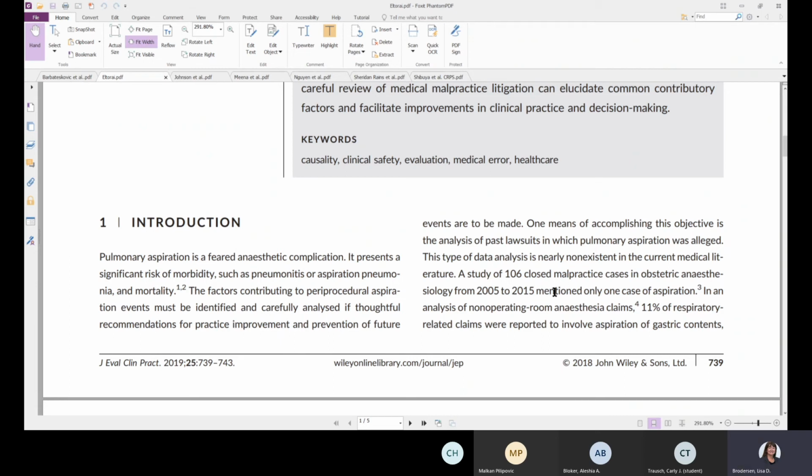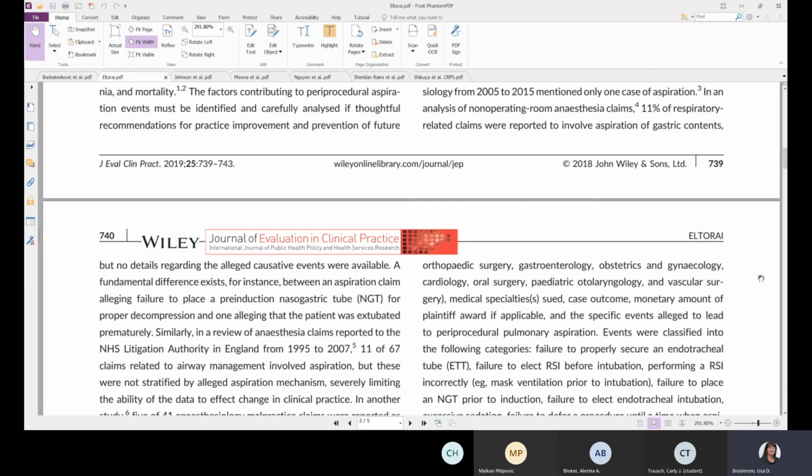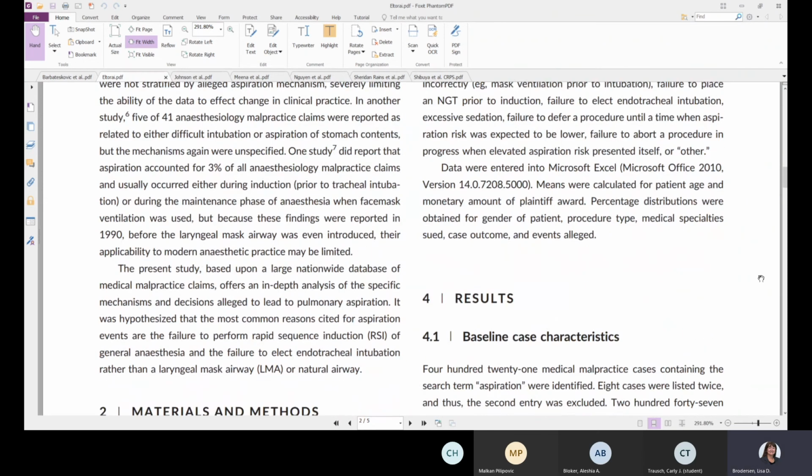Mentioned only one aspiration case. So this one, it's not a real strong introduction of the problem of aspiration. You basically got one sentence out of that, but you can see how they're building you up for something else. They're building you up for the work that they're going to report in this article.